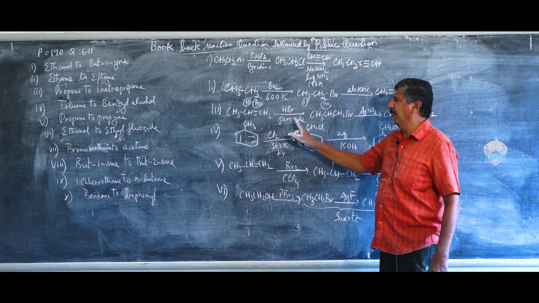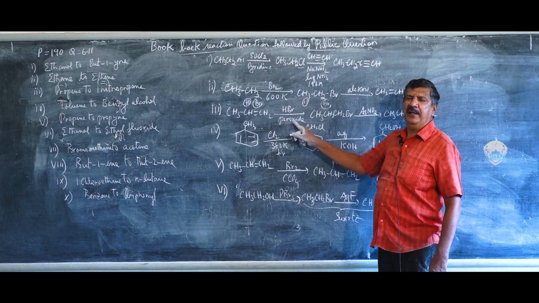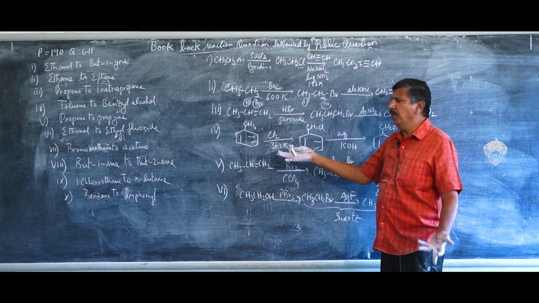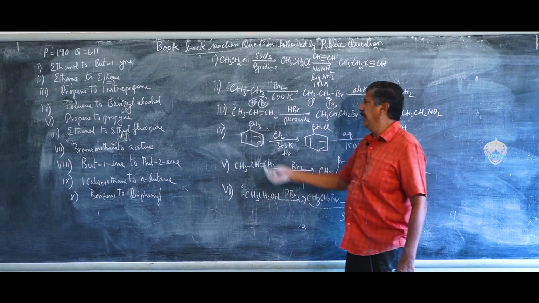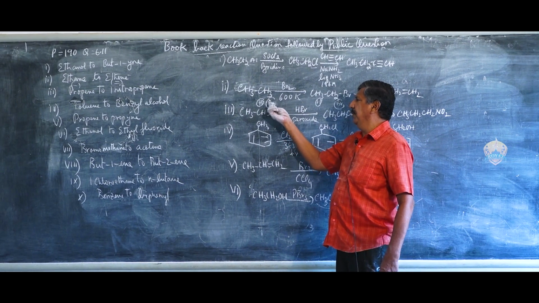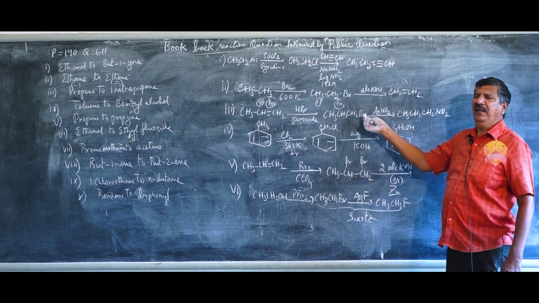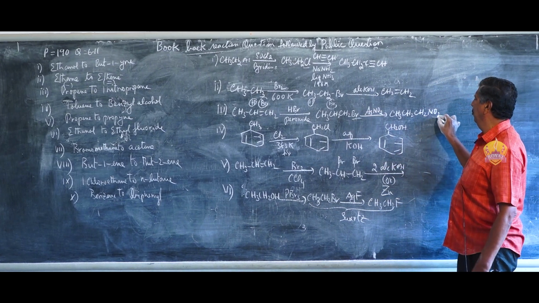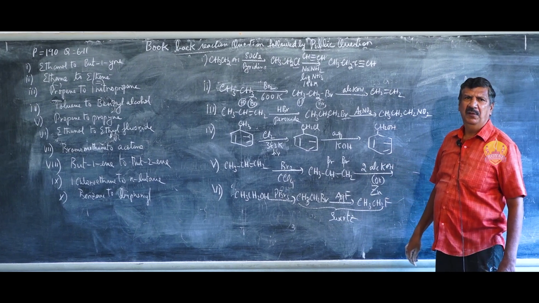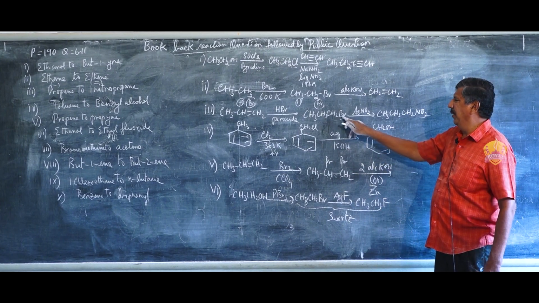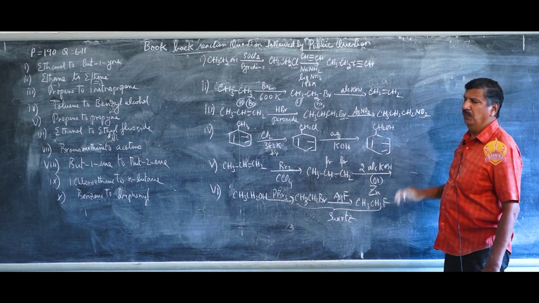That's why you add peroxide, because it is against Markovnikov rule. So, H will join here, Br will add here. So, this is the compound. And this can be easily converted into NO2 by adding AgNO2, because Br will be substituted by NO2.